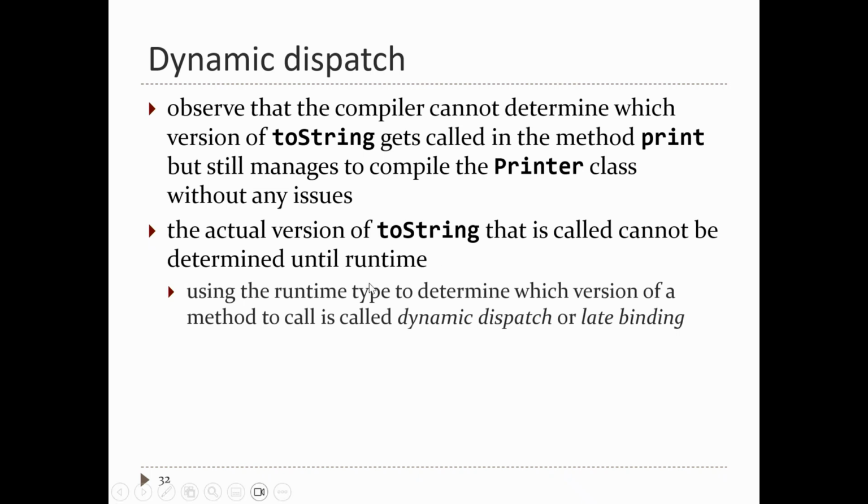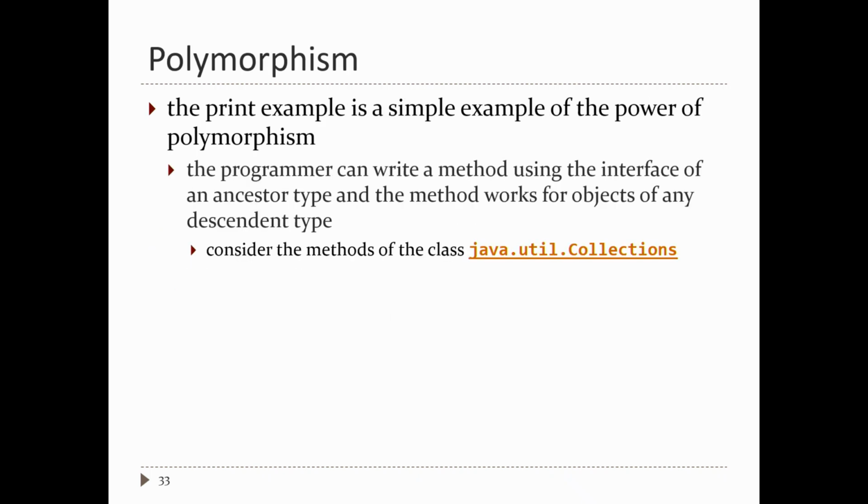So using the runtime type to determine which version of a method to call is called dynamic dispatch or late binding. Dynamic meaning at runtime. Dispatch meaning what version of the method do I have to call? Late binding means the exact same thing. Early means at compile time. Late means at runtime. Binding means what version of the method to call. So all of this means the version of the method that gets called isn't determined until you run your program.